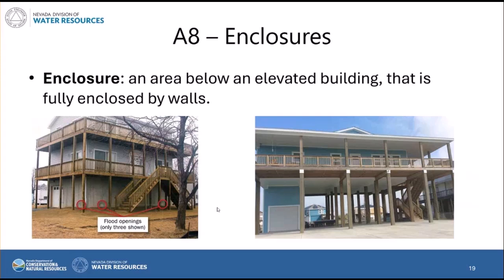So, as I mentioned, A8 is for enclosures and A9 is for attached garages. Enclosures are those areas that are below an elevated building that's fully enclosed by walls. So elevated building types are building diagrams 5 through 9. And so the building in this case may be elevated by piers or posts, or it may be elevated on full-story solid foundation walls with flood openings. These areas down here, even though they have garage doors, are considered enclosures.